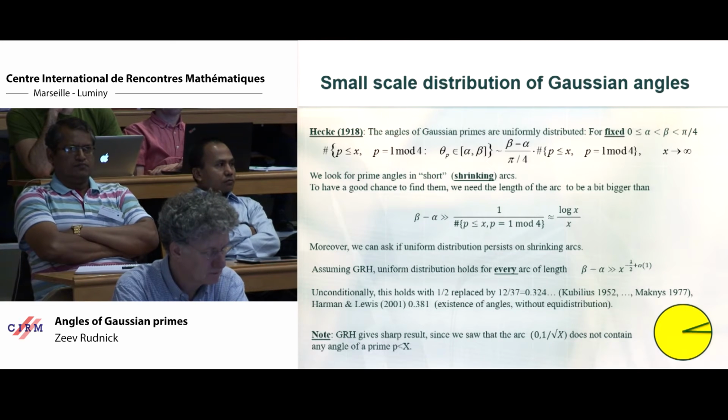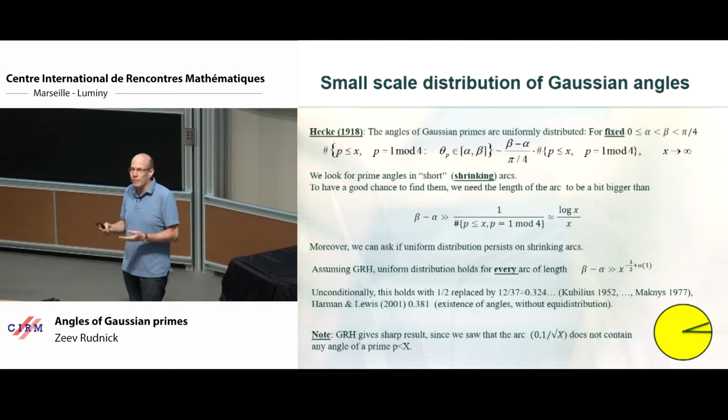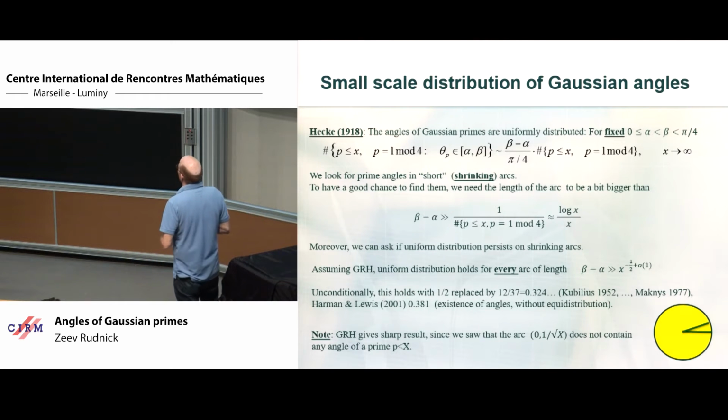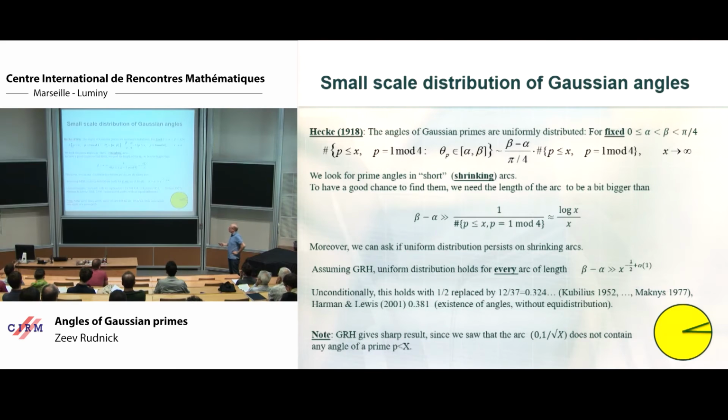Is the proportion of angles which lie in such a shrinking interval the same as the relative length of that interval? Now, what transpires is, and this either Hecke or people who came after him knew, that if you assume the generalized Riemann hypothesis, then this asymptotic continues to hold as long as you look at intervals of length slightly bigger than 1 over square root of x. So uniform distribution is intervals of fixed size. The limit of what you can imagine asking is intervals whose length is 1 over x, where you look at primes up to x. And GRH says that every short interval of length bigger than 1 over x to the half will contain prime angles and will actually contain the correct proportion of prime angles.